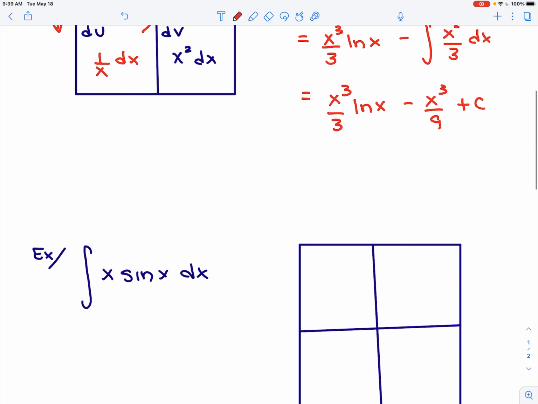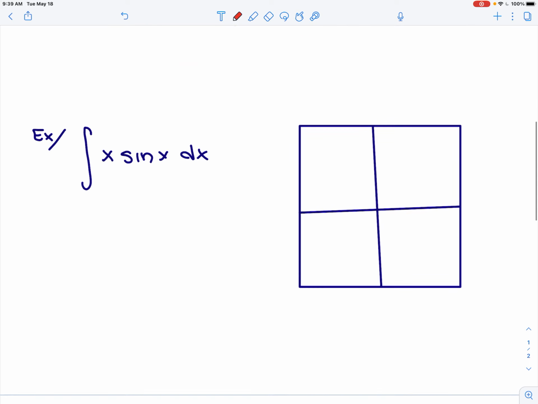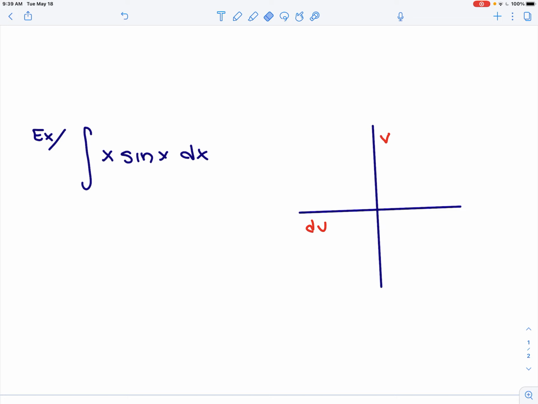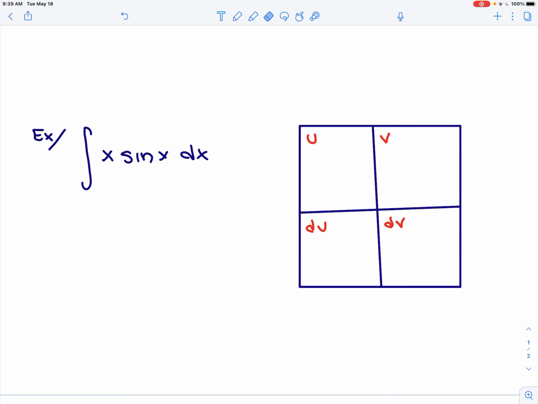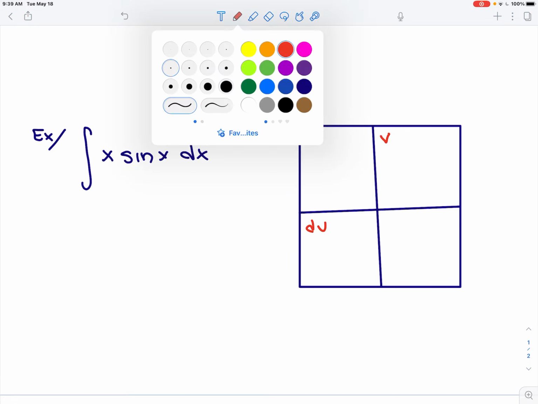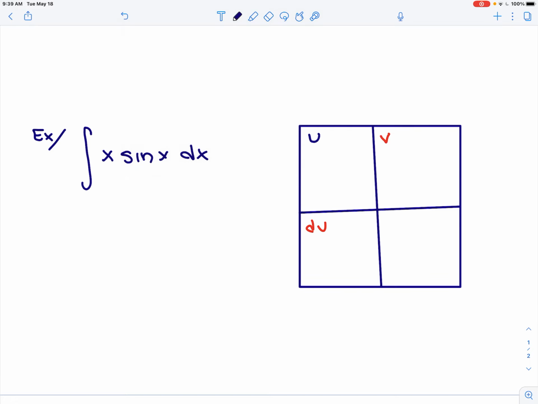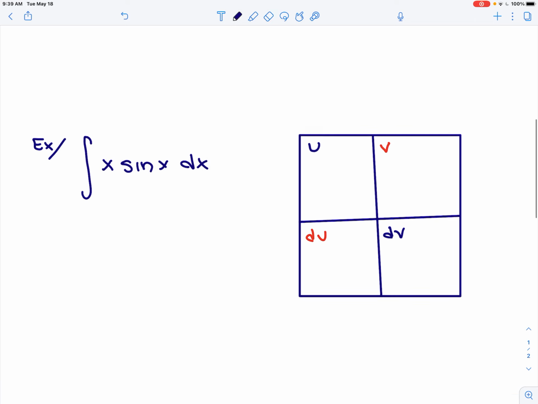Okay, let's try one more. So u, v, du, dv. I'm just going to use blue here for the parts that are in the question, sorry. So the u is in the question and the dv is in the question.